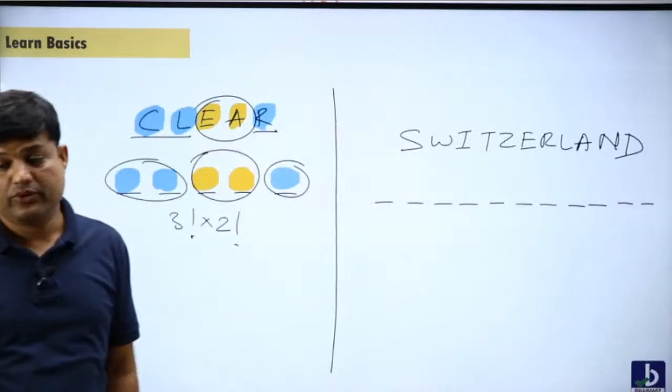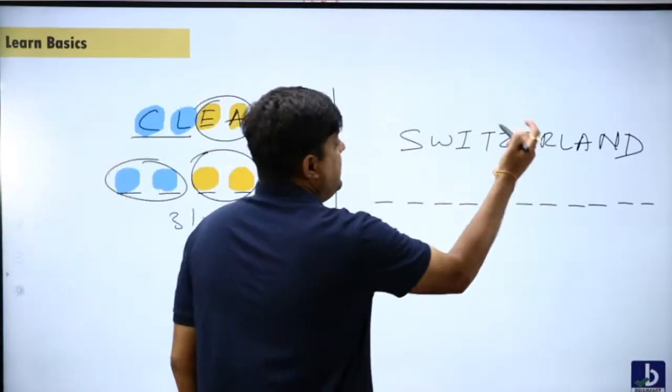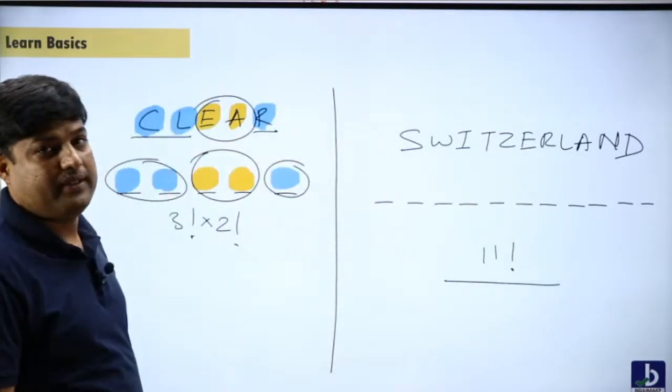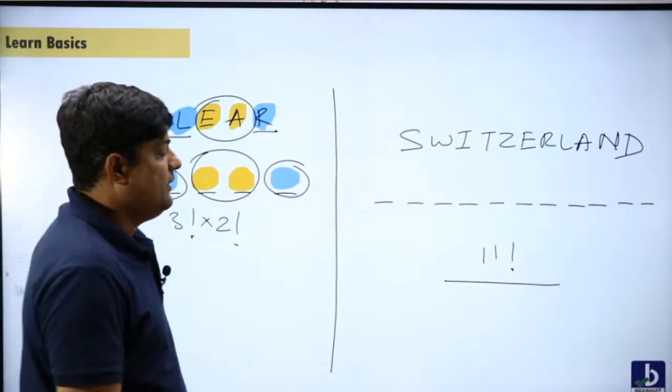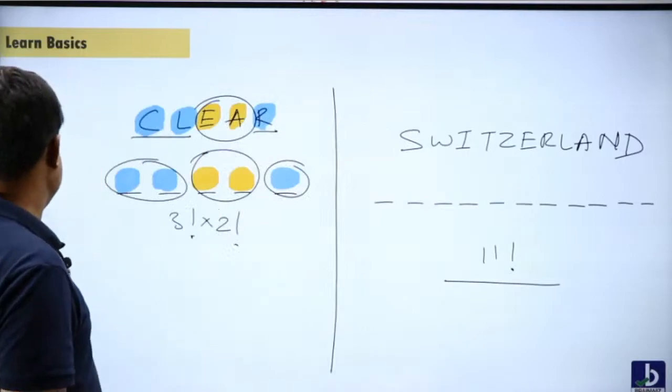So normally, how many people are here, students? There are 11 people. So what do you call it? 11 factorial. Like 11 people, 11 places, 11 factorial. Are you understanding? Sure. Now let's move forward, everybody.